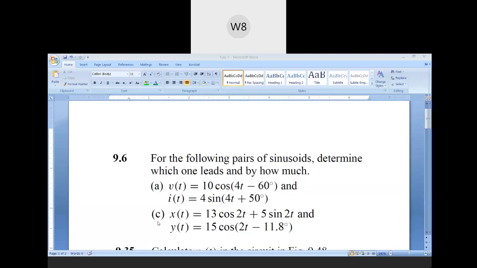But in the 9.6c problem, the second one, case C, you can see that x(t) is the sum of two sinusoids. First is cos, second is sine. The y(t) is given in the correct form. It is already in the desired form, that means in the cosine function form. So for x(t), we have to convert this into cosine form and then compare with y.